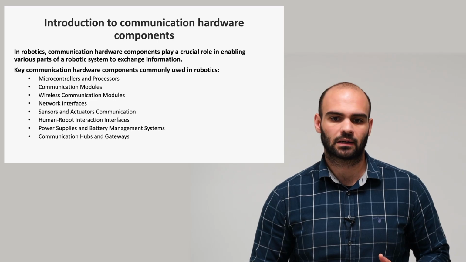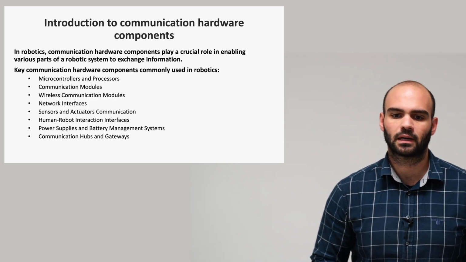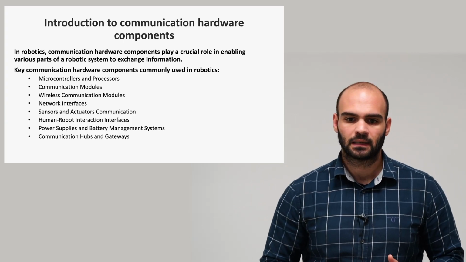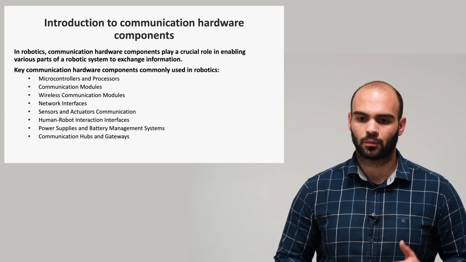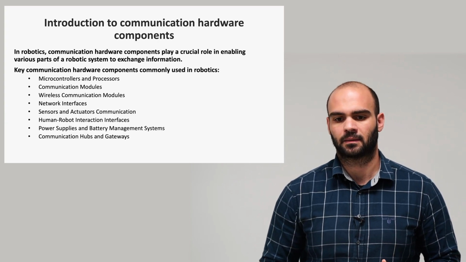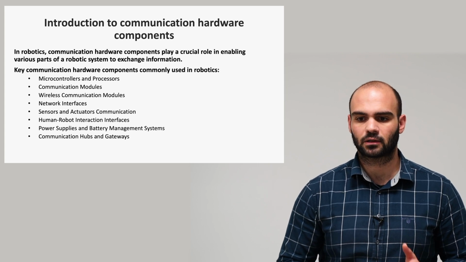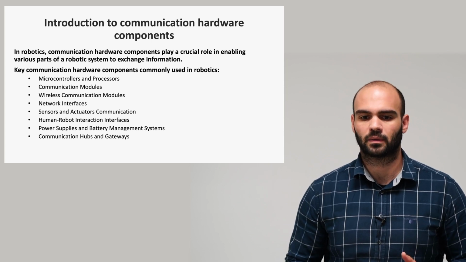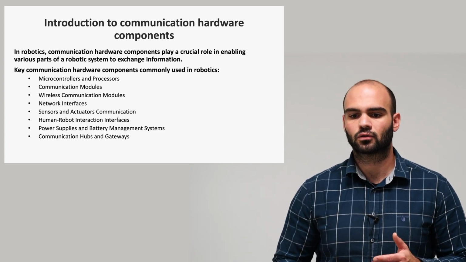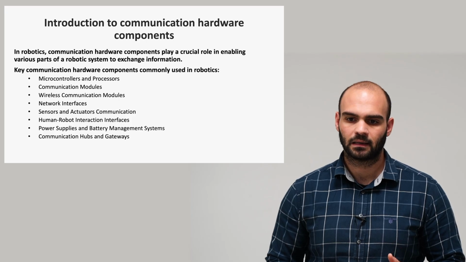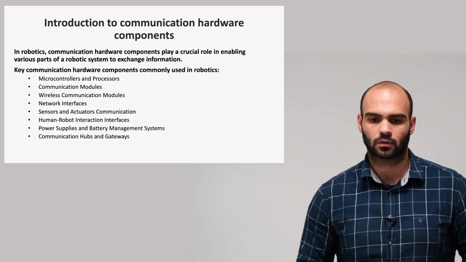In robotics, communication hardware components allow the different parts of a system to talk to each other and work together. Some of the key components include microcontrollers and processors, which act as the brain of the system, and communication modules that handle data transfer. We also have network interfaces to link systems, and sensors and actuators that provide input and execute movement. On top of that, there are human-robot interaction interfaces like control panels. Finally, communication hubs and gateways help integrate multiple devices into one network.